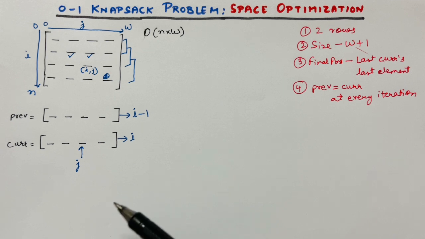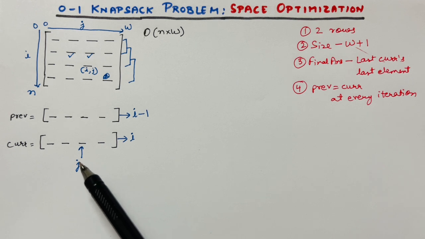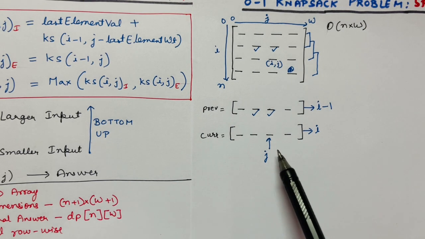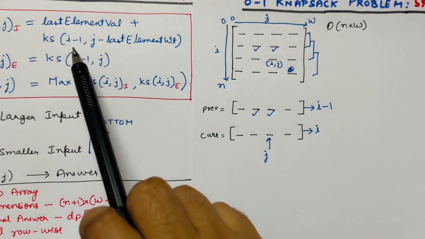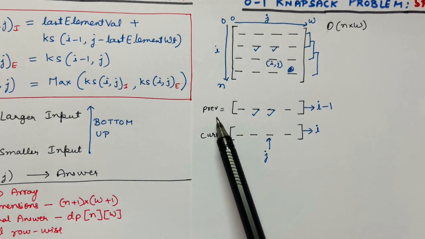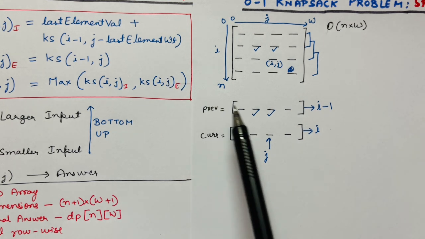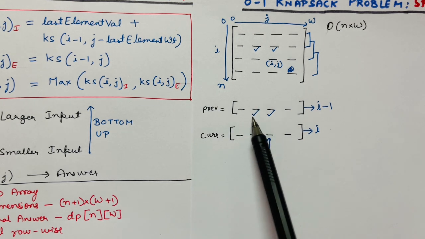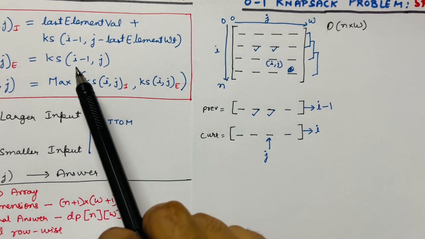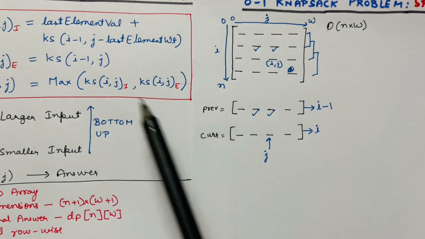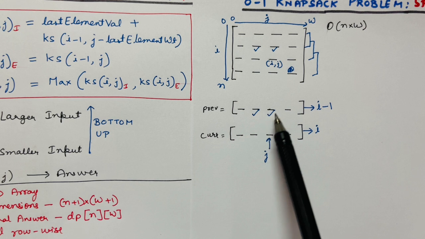Now let us see how we will fill this current row. That means let us see how we will fill the value at any particular position j. As per this recursive relation, the value at i, j will depend on the value at i minus 1, j minus last element weight. The value at i minus 1 means it will lie in the previous row, and j minus last element weight means it will lie in a prior column. So maybe this lies here, and it will also depend on i minus 1, j. Again i minus 1 means it will lie in the previous row, and j means the same column. So maybe this lies here.